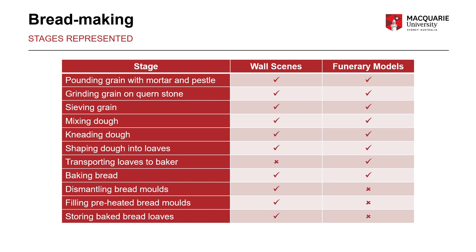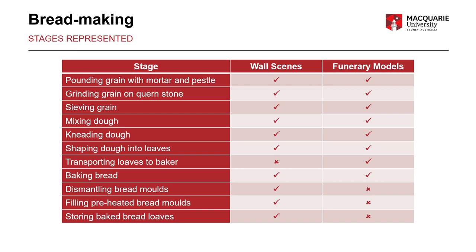You can see in this list here the range of different bread making activities represented, and you can see that almost all are portrayed by both media. Within one assemblage of funerary models, it's common to find more than one of these tasks represented. This was either achieved through a collection of separate statuettes or as a combined group model.